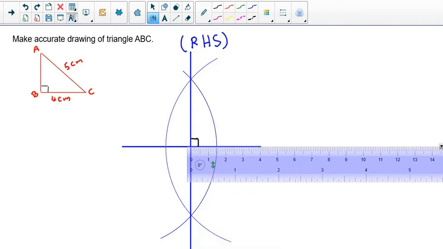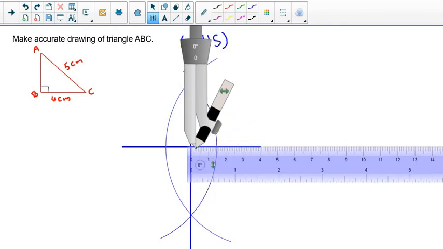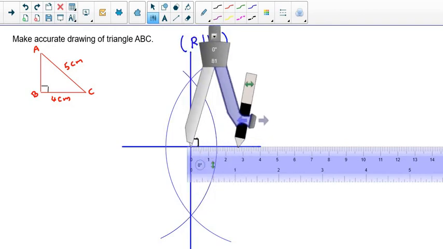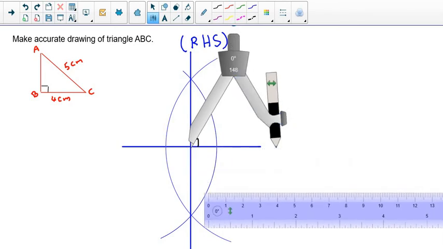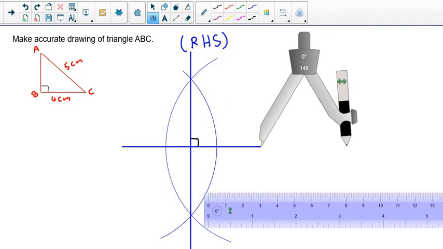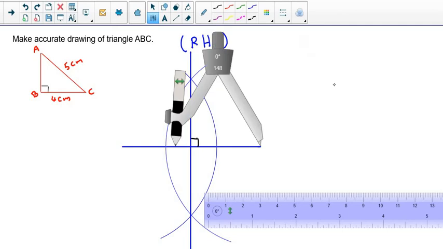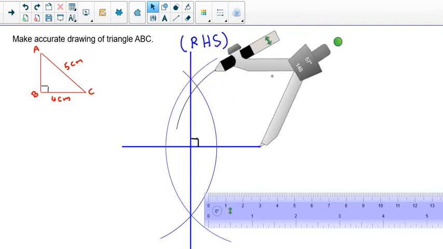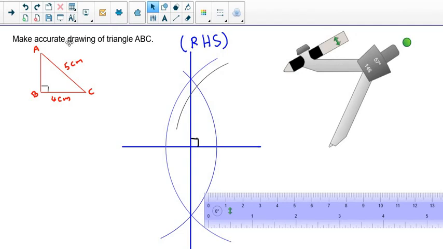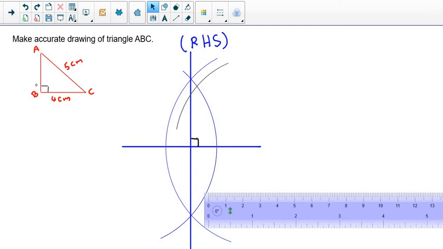Then open your compasses 5 centimeters. This is 5 centimeters. Then put the point of the compasses at the right end of the line segment. Then draw an arc on this vertical line. Where this arc crosses this vertical line is the top of the triangle ABC.